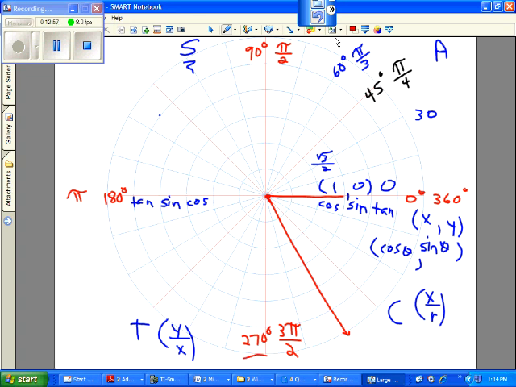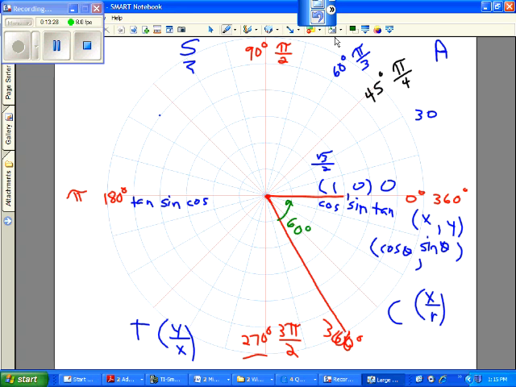Now this is 270, and that's 15, and that's another 15, so we're at 300 degrees. 300 degrees. What is the reference angle for that? To the nearest x-axis, all the way is 360. 360 minus 300 is 60, so my reference angle is 60.